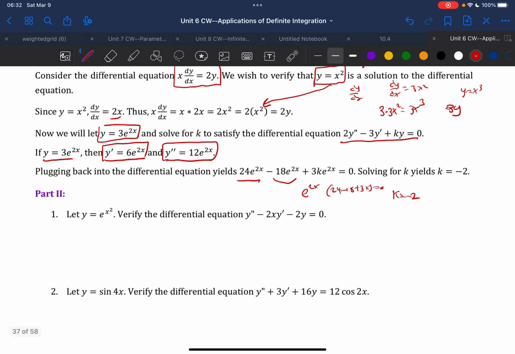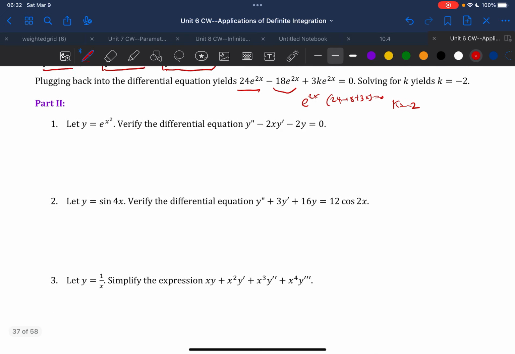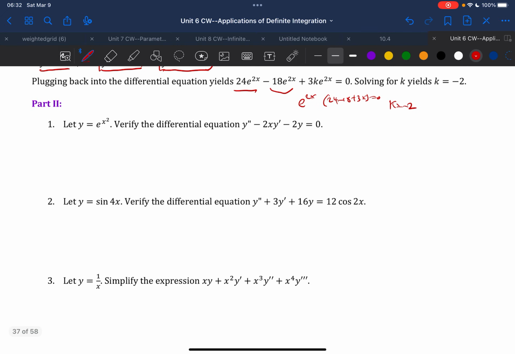Okay, so now you're going to try these few problems out. I recommend that you hit pause, try them out, and then hit play. So you try these before looking through what I did.